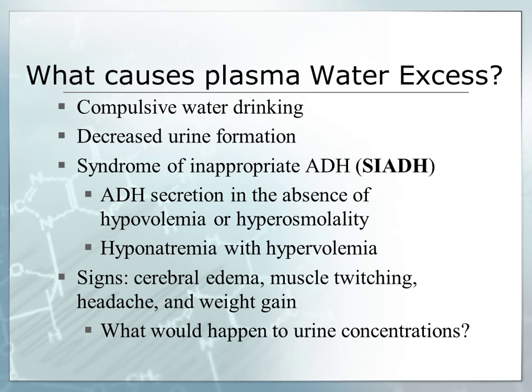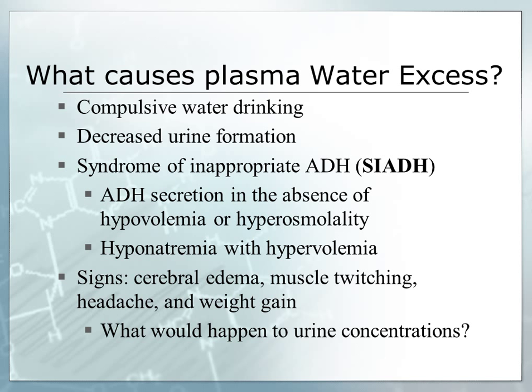So where would you probably have a tumor if you had some syndrome of inappropriate ADH? You could have it in the hypothalamus or the pituitary. The other way that people get some type of SIADH is if you have a hormone, what do you always have to have for a hormone to work? Receptors. So if the receptors get stuck on, it's like they're always working.